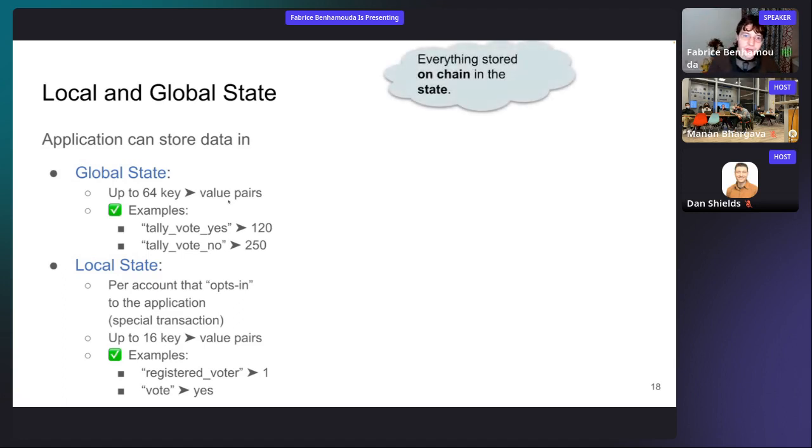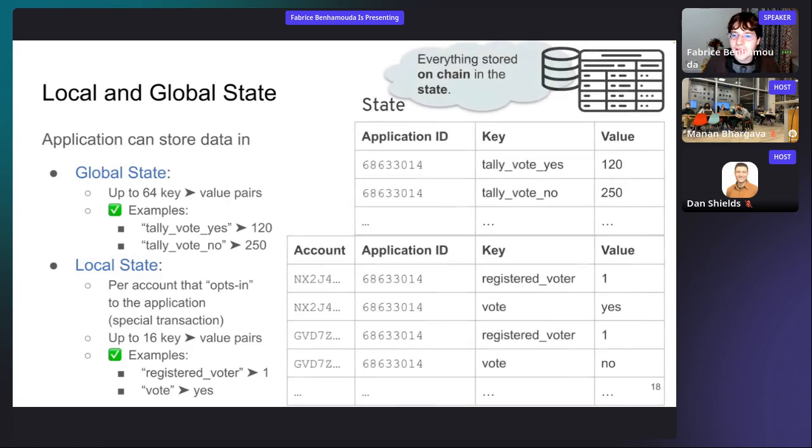One thing that is very important to understand is that even when we call something local state, we don't mean that it's local to the wallet or to the computer that is generating the transaction or holding the account. It's really that everything is stored on chain. The local state is just one other row in this big database, the big state of the blockchain. So here, for example, if this account voted yes, you have this row, and if it's a registered voter, you have this row. Everything is in the big state of the blockchain, replicated by all the nodes.